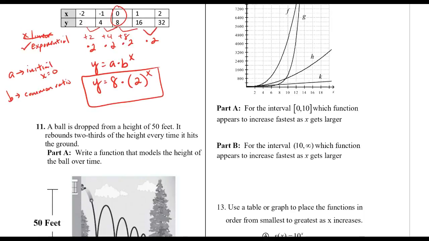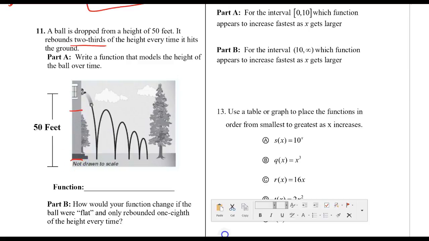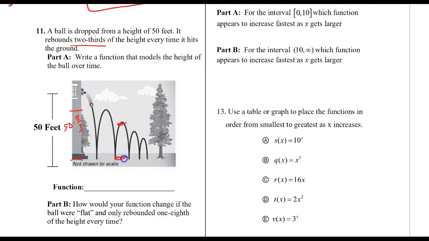11. A ball is dropped from a height of 50 feet. It rebounds 2/3 of its height every time it hits the ground. Write a function that models the height of the ball over time. Well, that's going to be exponential again, because it starts at 50 feet, and the next one is 50 times 2/3, the new height. The next height here is the previous one, so that's 50 times 2/3 times another 2/3, because it's 2/3 of that height.